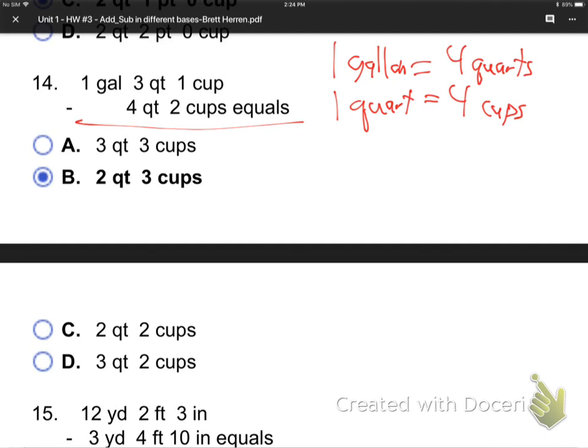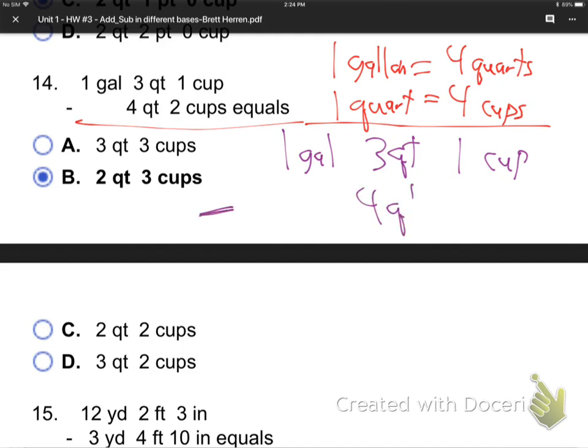So I would give you this on the exam. I mean, I would tell you the conversion. I don't think it's valuable that you know those conversions off the top of your head. So is that right? Does anybody got Google? Let us know. Is it right? Okay, great. So with that in mind, I guess it's a base 4 problem. So let me rewrite the problem now. So let's do it. We're taking 1 gallon, 3 quarts, 1 cup, and we're subtracting 4 quarts, 2 cups.